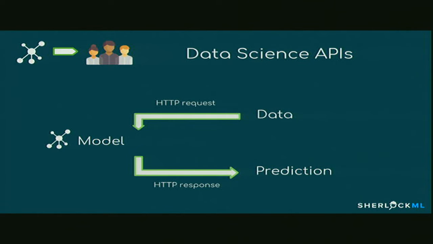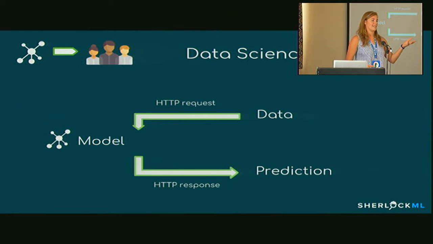Now when I talk about a data science API, the basic process is this. You want to have some data, so take the data that you have, and you want to send it to the model using what's called an HTTP request. Then the model will read in the data, make a prediction, and the prediction is sent back in a response. So this is kind of the basic process that you have to write some code for.